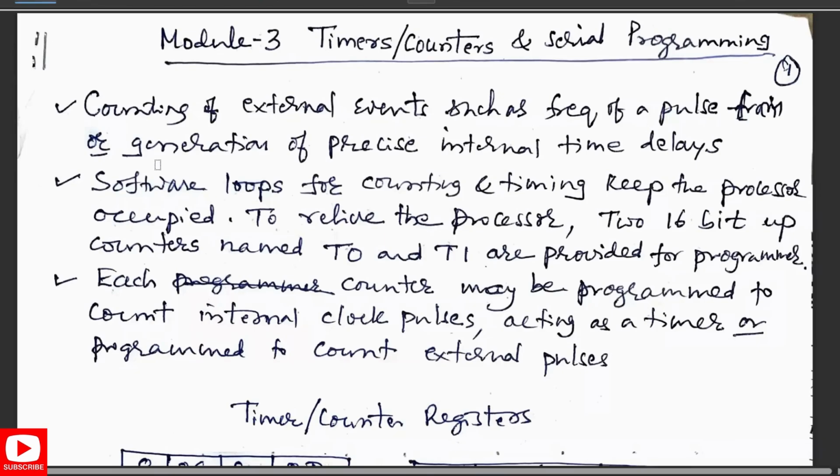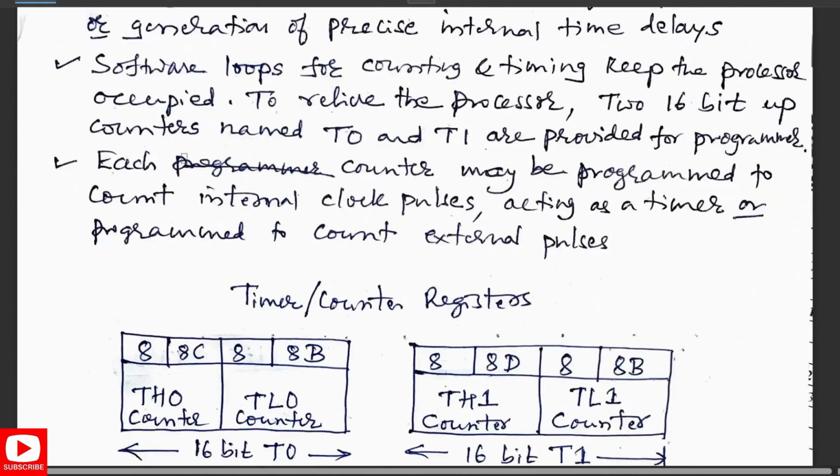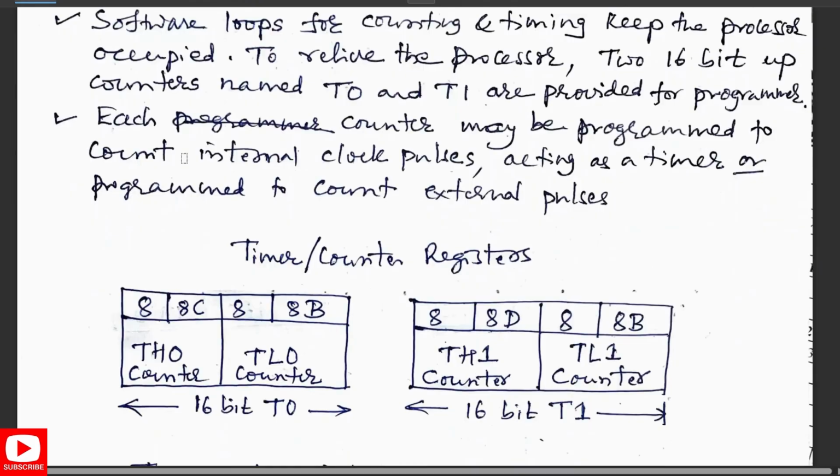In this, counting external events such as the frequency of a pulse train, or the generation of precise internal time delays, using software loops for counting and timing keeps the processor occupied. So to relieve the processor, two 16-bit up counters named T0 and T1 are provided for the programmer. Each counter may be programmed to count the internal clock pulse, acting as a timer, or to count the external pulses. So basically, 8051 has two timers or counters.